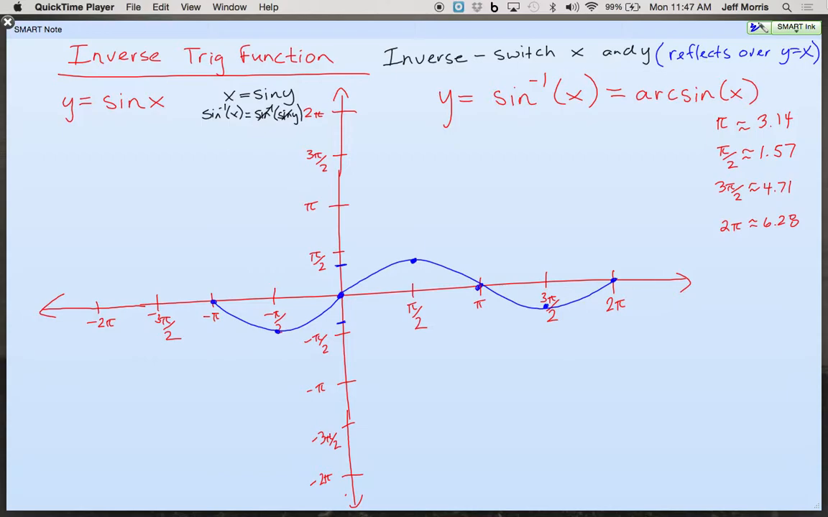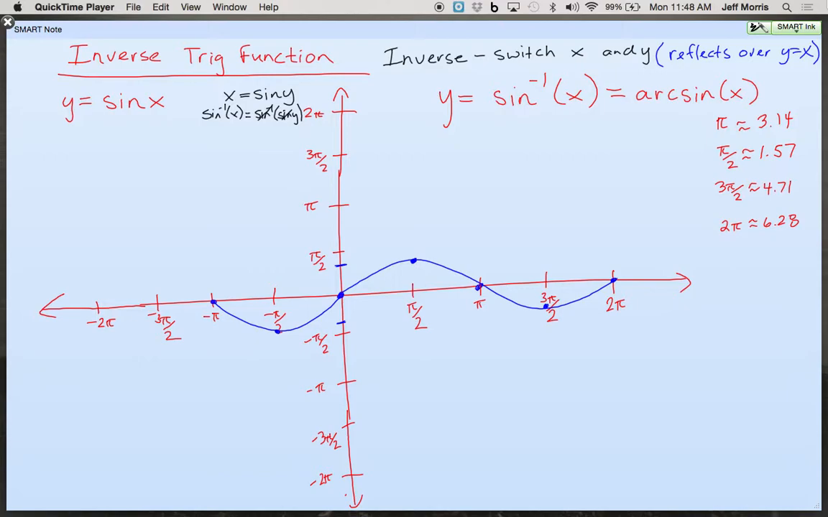So let's do this. Let's take each point. Now I've got it plotted out. That's why we did this from 0 to 2 pi, negative 2 pi to 2 pi here also. And let's plot this out. Now I'm going to use a different color. We did blue, we'll do black now. Let's take each point and let's switch x and y and see what happens.